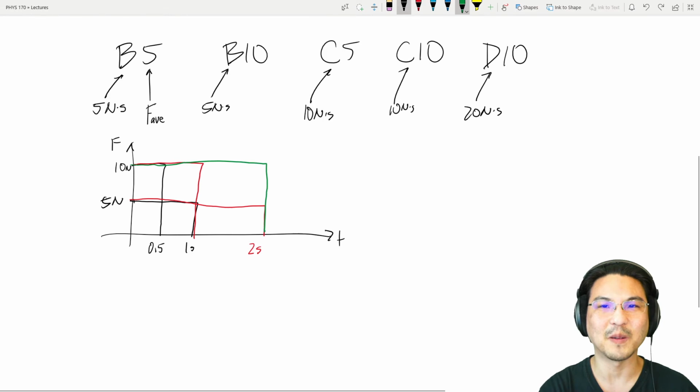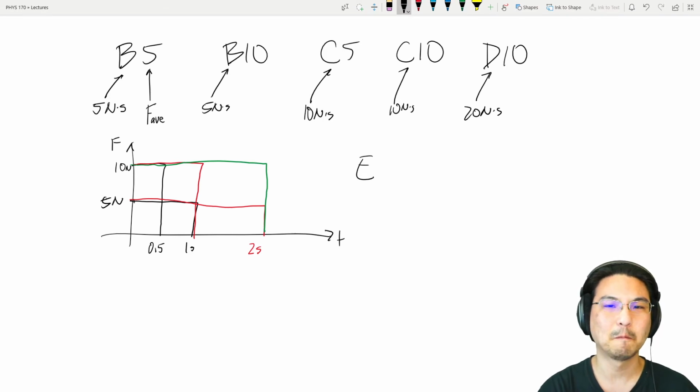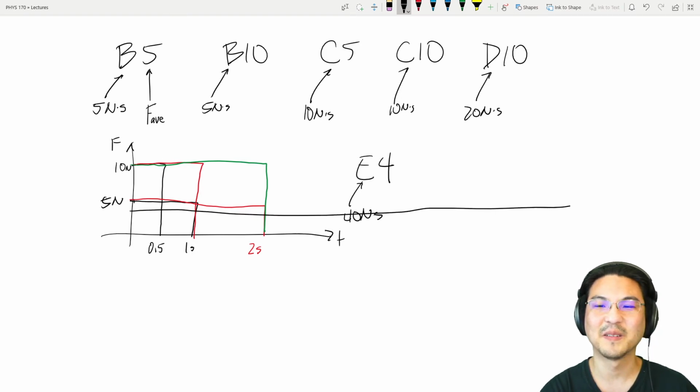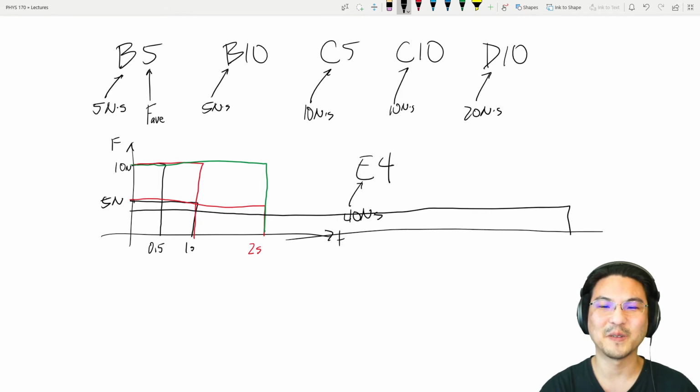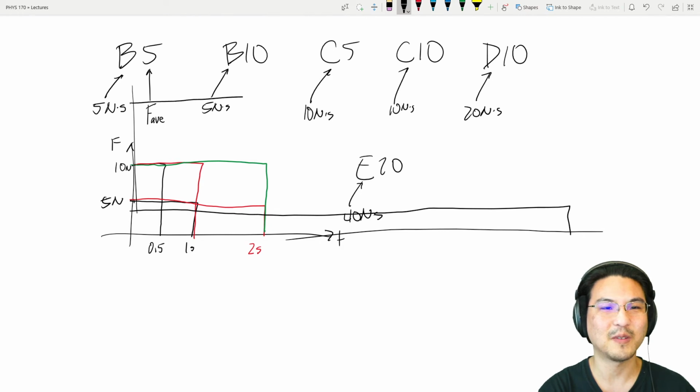Right, or let's make up another one. How about E4? So E is going to be double of D, so that's going to be 40. So E4 means 4 newtons, and then it's going to have to be going for 10 seconds like this, right? 4 newtons for 10 seconds is 40 newton seconds. Or if you have like E20, then that's going to be like 20 newtons of thrust for 2 seconds. So like this. And the curve looks like this.